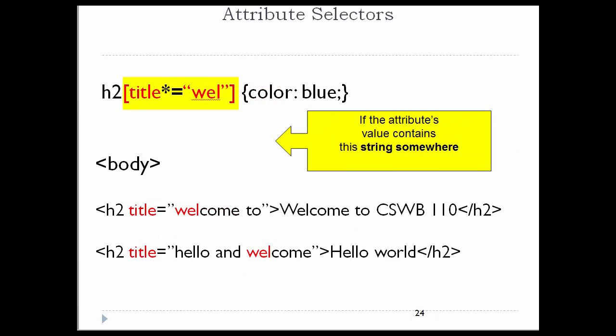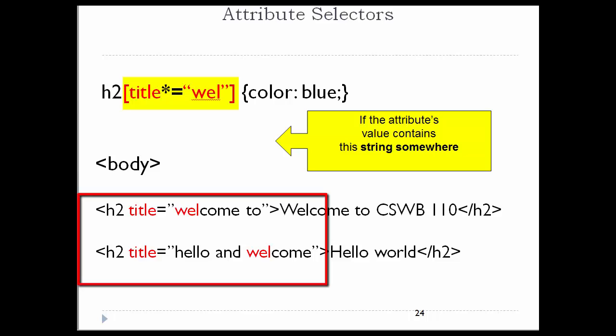The asterisk means that the title will contain that string, not necessarily the word. So if we look in the body section, we have the string WEL in two different places. Therefore, that would be a match and the style would be applied.